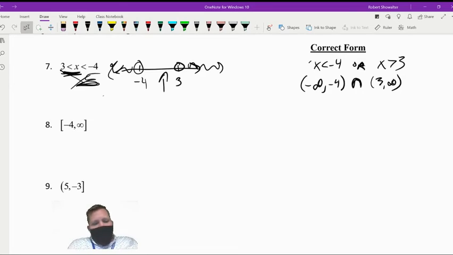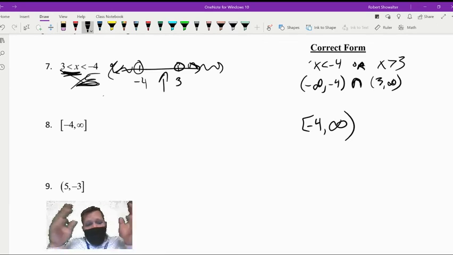Okay, here we go. -4 to infinity. That's a problem because of the bracket. So it actually should be -4 with a bracket, to a parenthesis on the infinity.